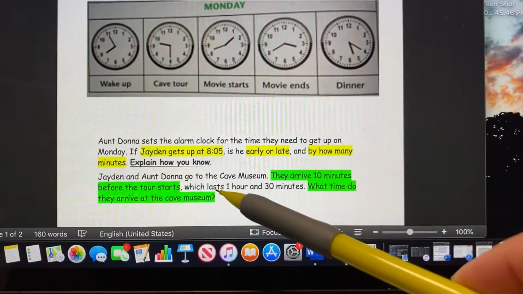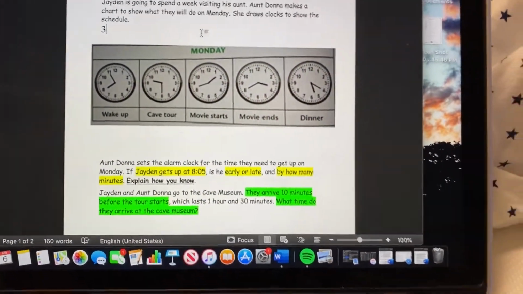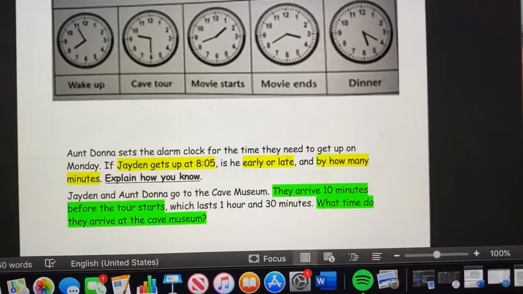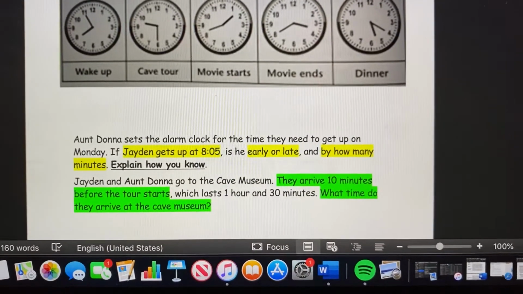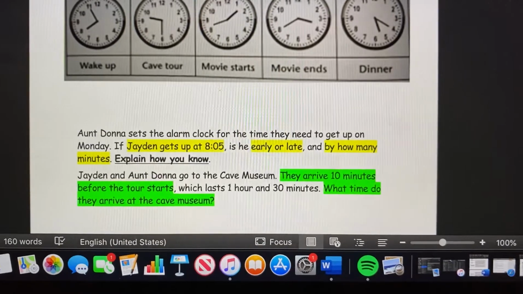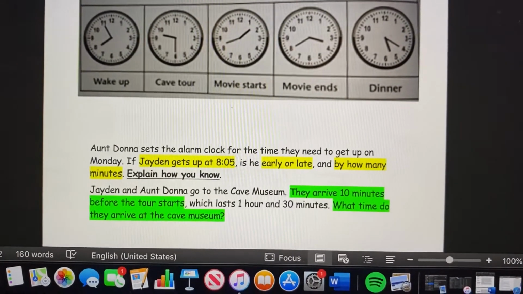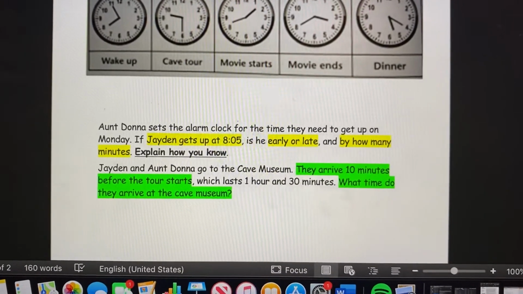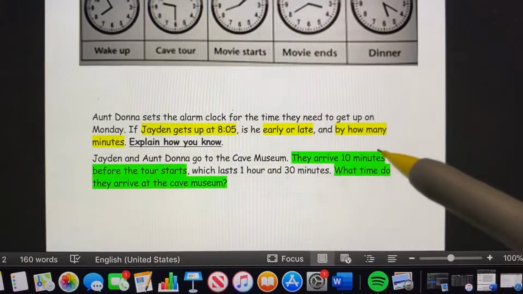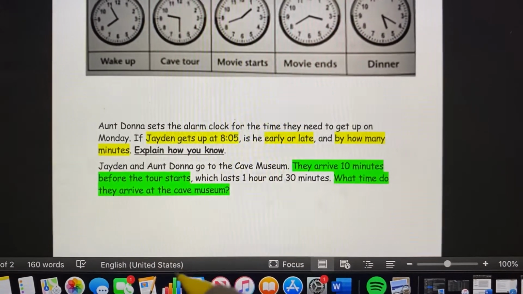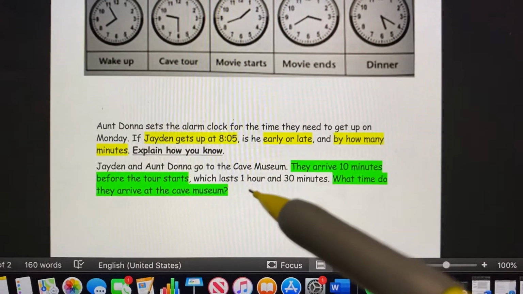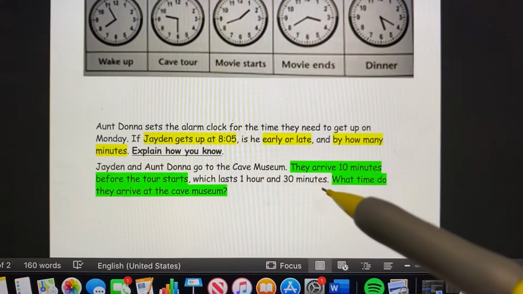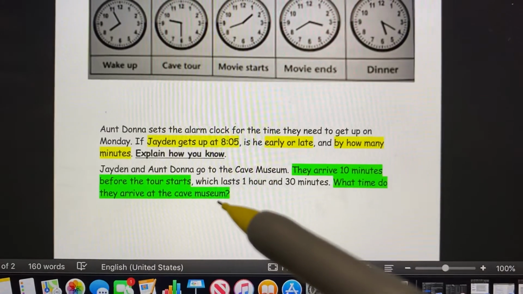Then this one gets a little tricky. You know that in a lot of word problems, they try to trick you. They try to put in numbers that you really shouldn't even be looking at. So here it says, Jaden and Aunt Donna go to the cave museum. They arrive 10 minutes before the tour starts, which lasts an hour and 30 minutes. What time do they arrive at the cave museum?